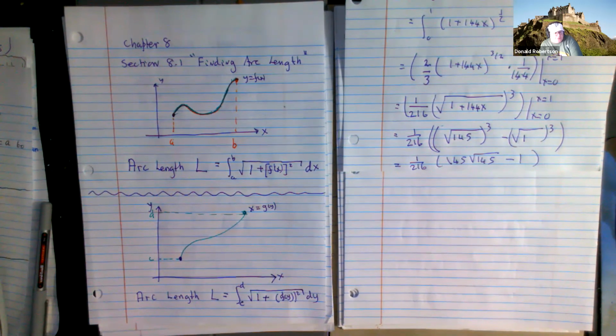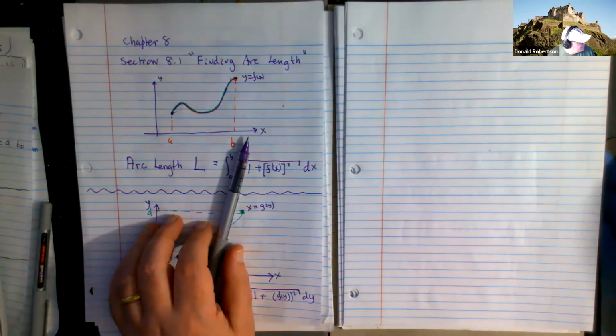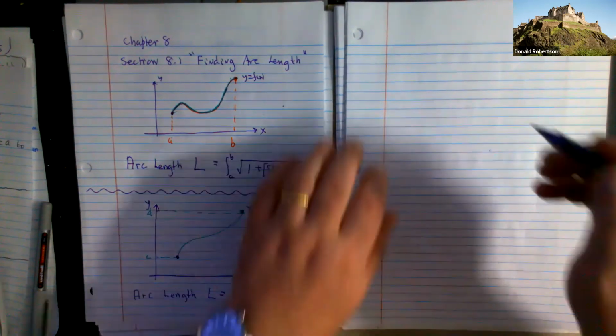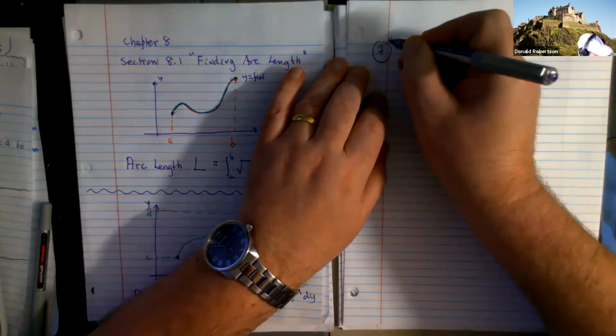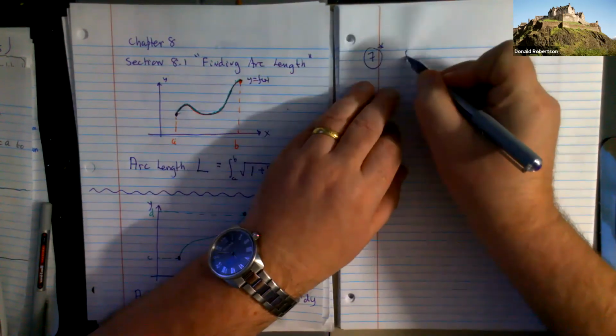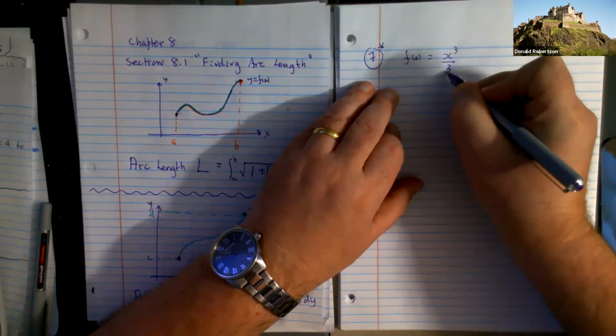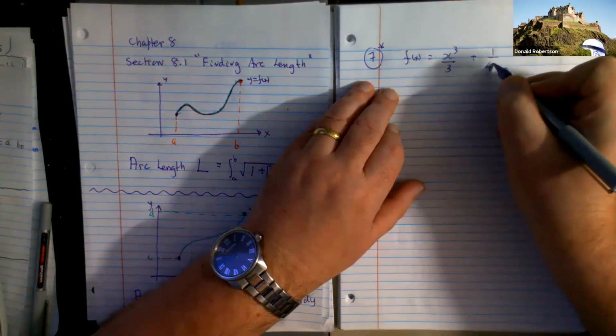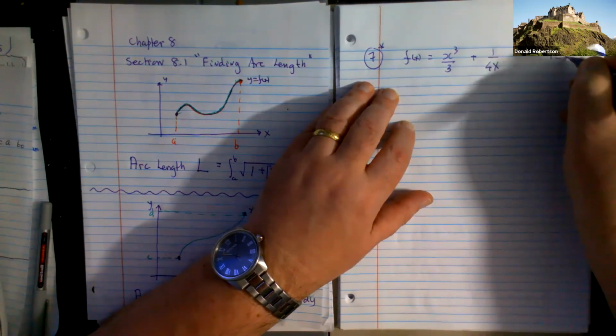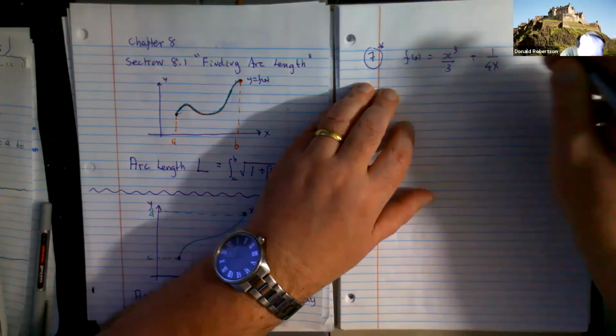We're getting close to the point where I warned you earlier on today, where your head is going to hurt. That one's messy, but that isn't anywhere near as messy as this one. So the next question I'm going to do is like question 7. And the function is that guy. And we're going to find the arc length from 1 to 2 of this function.